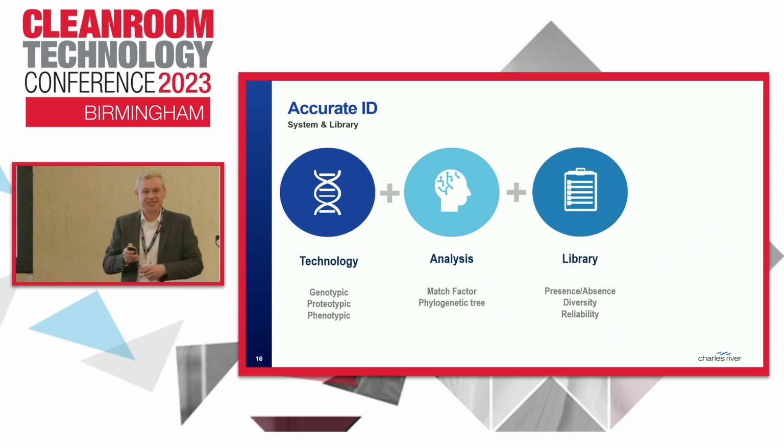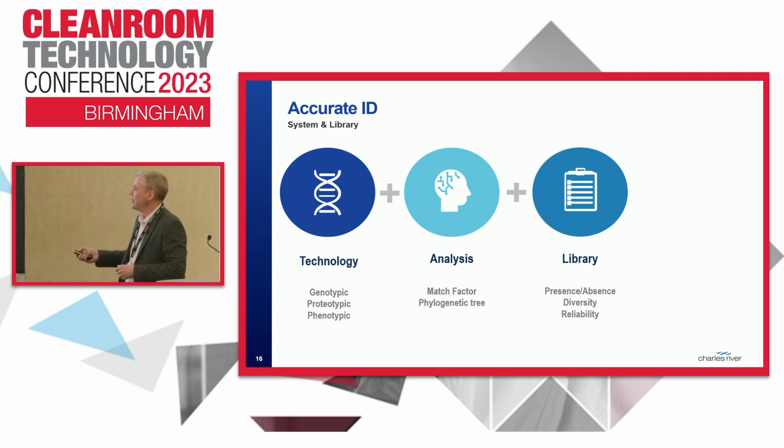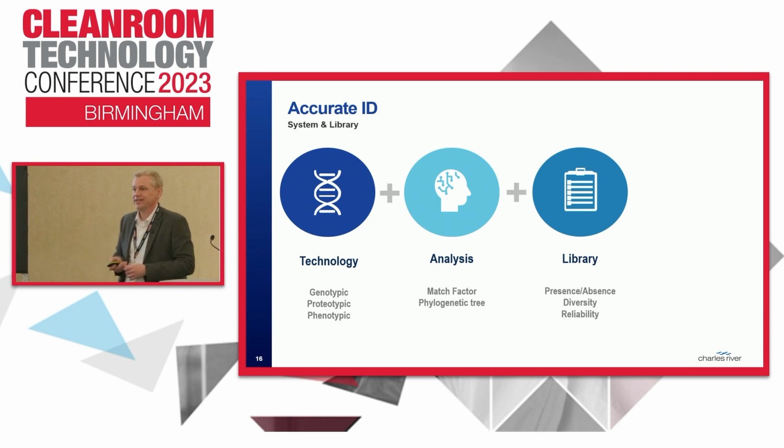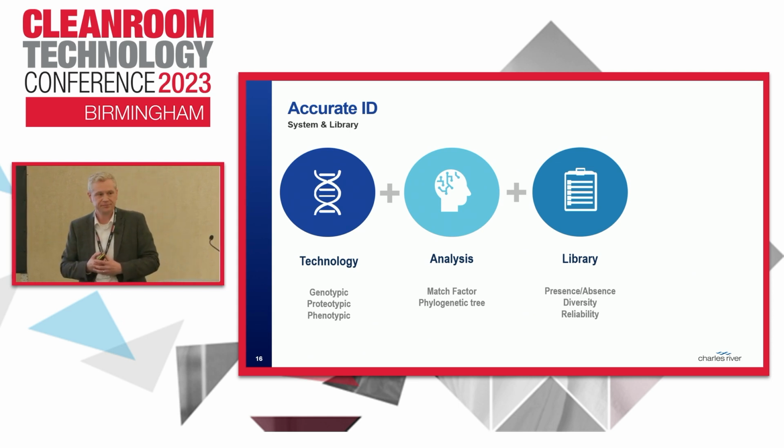I can't stress this enough. This is probably the biggest thing. The technology you select plays an important role. The analysis is important. The library that comes with your system is critically important. A library is affected by whether or not the organism you're trying to identify is present in that library. You cannot ID something if it is not in the library. The library is affected by the diversity of the organisms, and that's especially important in MALDI.